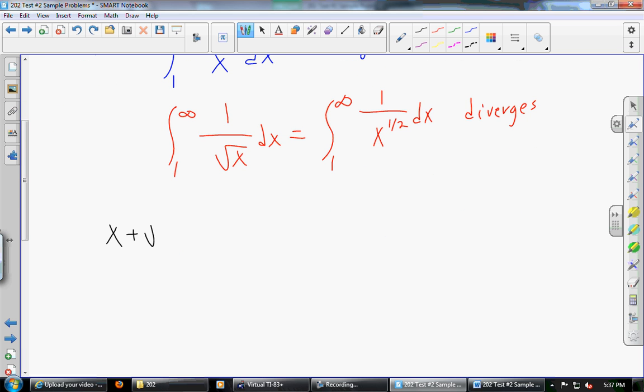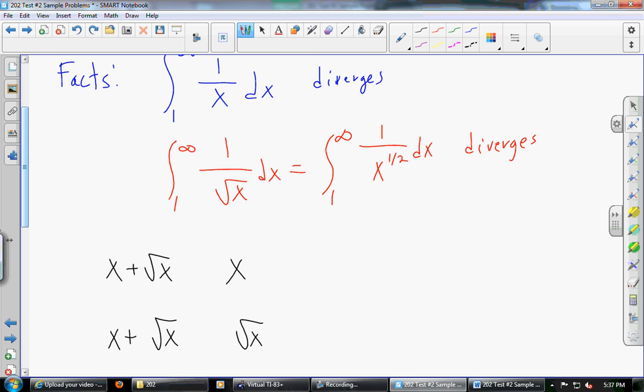So let's see. x plus the square root of x, how does that compare to a single x? What kind of symbol goes in between? And also, how does it compare to square root of x? Those are the two denominators we have in blue and red. So x plus square root of x is definitely bigger than x. I guess if x is 0, they could be equal, but in this case, x is going from 1 to infinity, so definitely bigger.